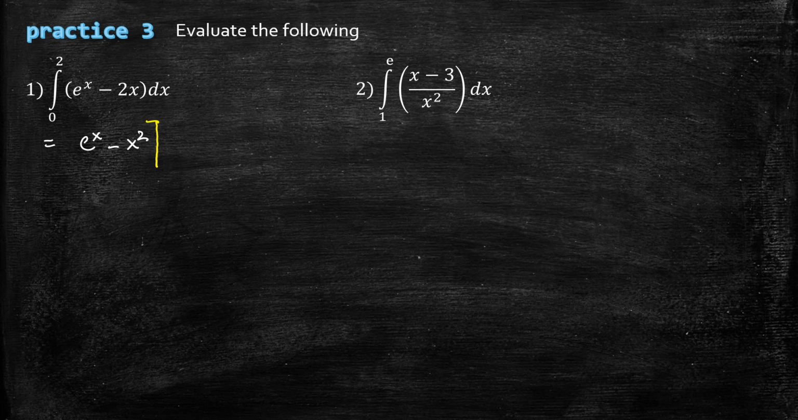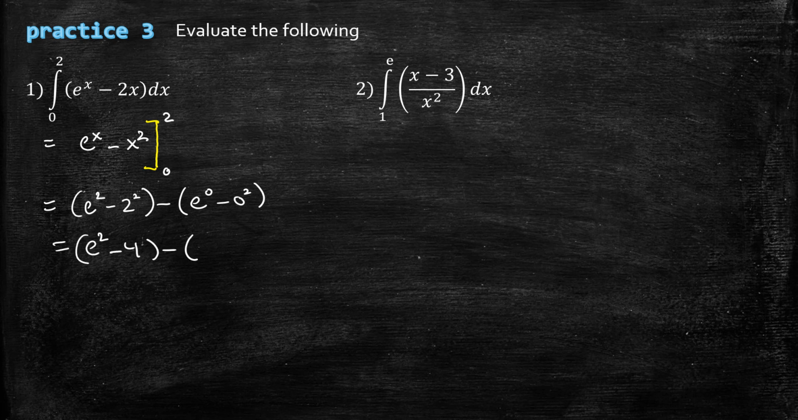Sometimes, instead of a vertical bar like that, it appears in textbooks as a sort of half a bracket. So I'm going to introduce you to that so that you're familiar with however it might appear. And then we evaluate the antiderivative at the upper limit minus it evaluated at the lower limit. And this becomes e squared minus 4 minus e to the 0, which is 1, and 0 squared is 0, and that comes out to e squared minus 5.